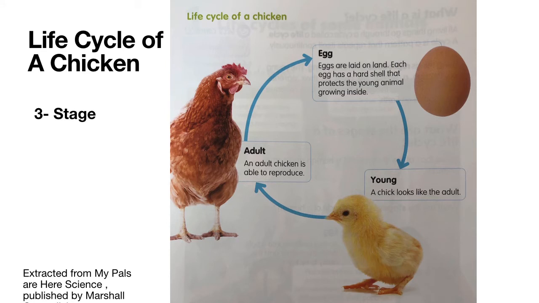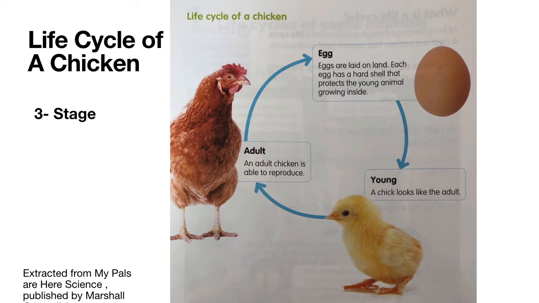Next, we talk about the life cycle of the chicken. The chicken also has a 3-stage life cycle. Like humans, they start with an egg, but the chicken lays the egg before the chick is born. The egg will be laid on land, and each egg has a hard shell. A chicken is a bird that lays hard-shelled eggs, right?